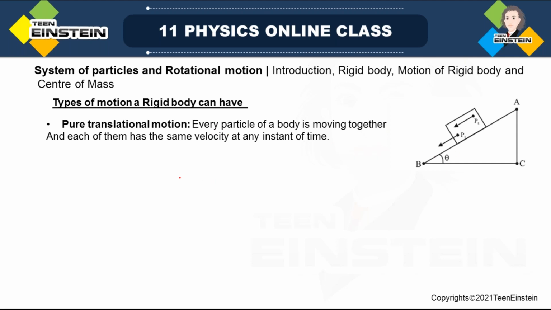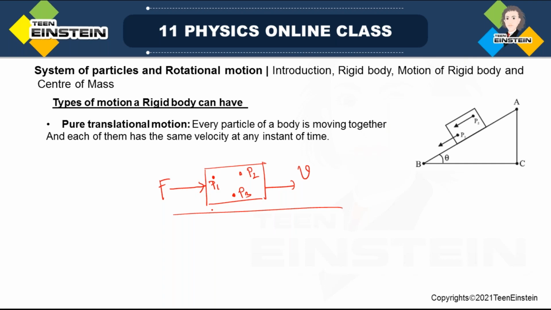Look, we'll see with an example. Let me just give you a simple example first. Suppose there is a box, and you are pushing the box with some force, and it is in motion with some velocity. When it is in motion, suppose I consider a few particles over here, maybe like this. This is P1, this is P2, and this is P3.